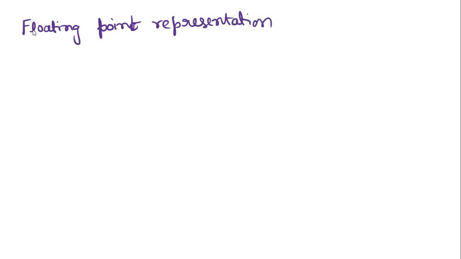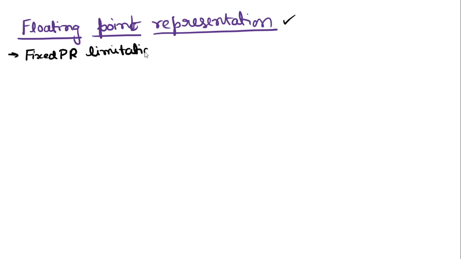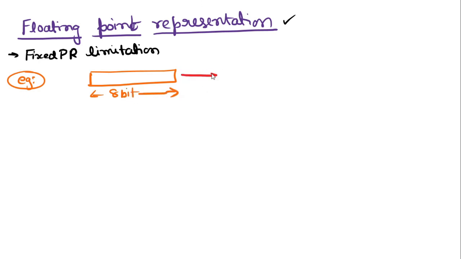Okay, now tell me one thing. If we have fixed point representation, what is the need of floating point representation? Why do we need floating point representation? So the basic answer is fixed point representation had one limitation. Okay, what was that limitation? Let's take an example here and then I will tell you. Initially we took an example of an 8-bit register, right? Now you must remember that if we are using an 8-bit register, we can represent 2 to the power 8 numbers, and 2 to the power 8 is nothing but 256, right?